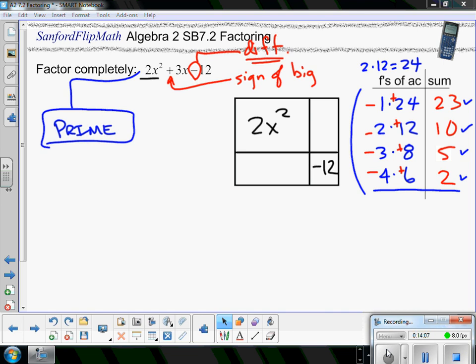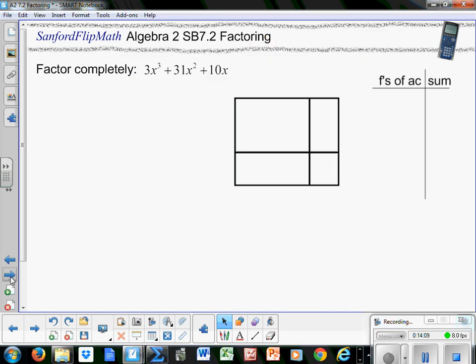Okay, so let's do one more example. And this one is not so cute. Now, if you notice, all of the directions for these have said factor, but they've said factor completely. What that means is there can be more than one step in the factoring process. There's more than perhaps just 2 factors.